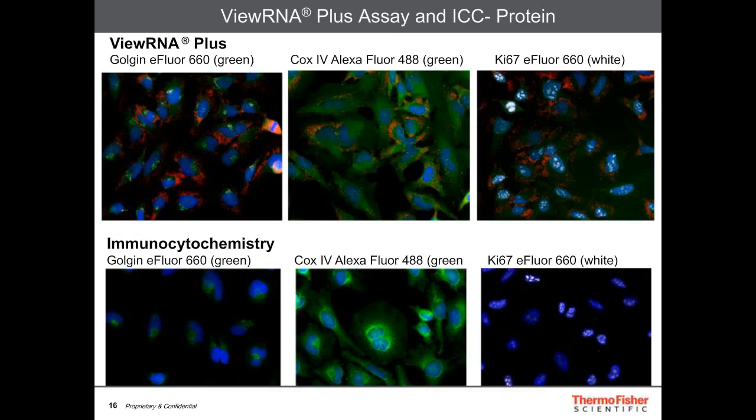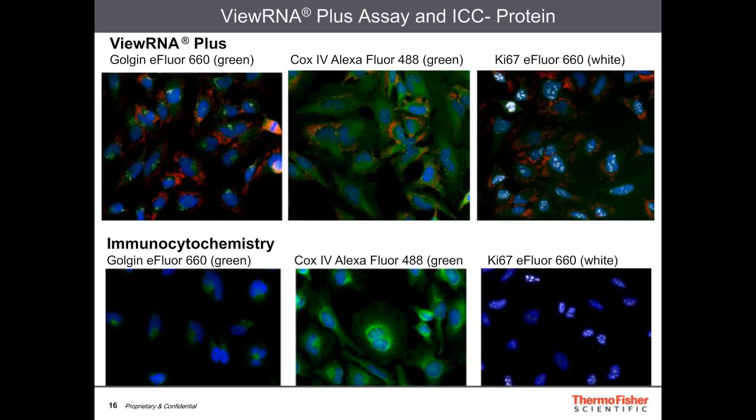The last two images on the right are looking at Ki67. Ki67 is a protein that's expressed in actively cycling cells, and it's expressed in the nucleus, and it's shown in white here. It often appears as this punctate white staining in the nucleus. And we can see that there's very nice concordance of signal between the two assays.